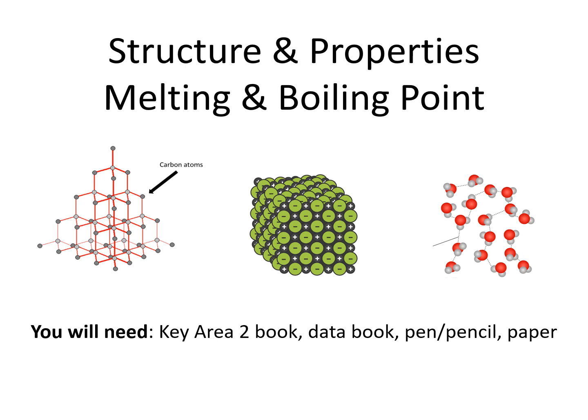So as it says there, you're going to need the following. You're going to need your key area 2 book, your data book, a pen and a pencil, and then maybe some paper to write on too. So if you don't have those, pause this and go and pick up those things.